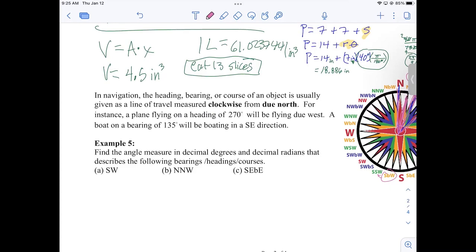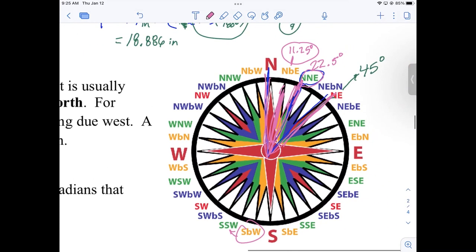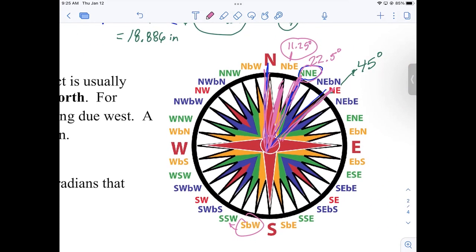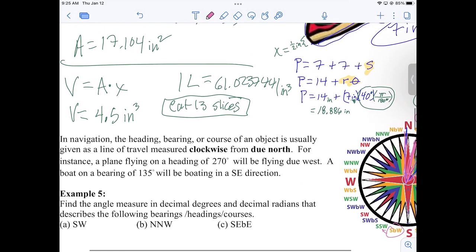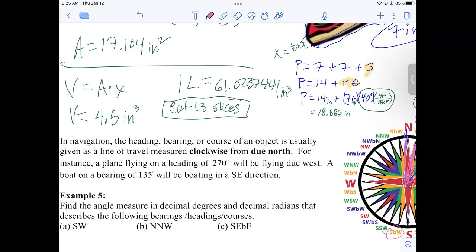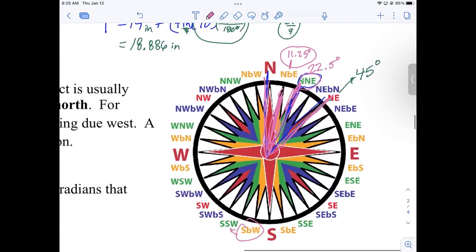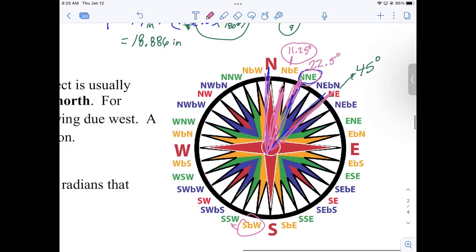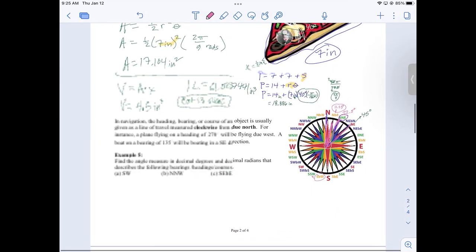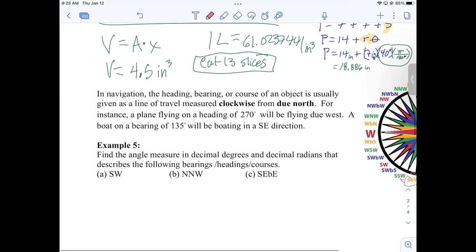Example 5. There's other ways to navigate from due north. And I mentioned it here. If you've ever heard of a heading or a bearing, they're kind of the same thing. Headings would be like I'm flying on a heading of east by north, okay? Or they could say I'm on a heading 11.25 east of north instead of north by east. So headings and bearings start from due north just like the compass rose.